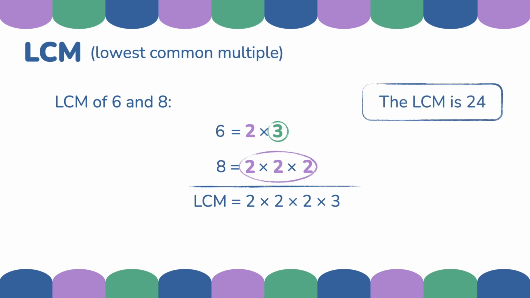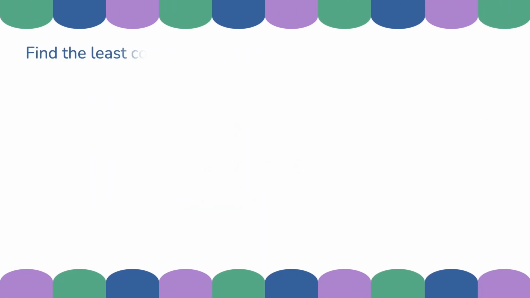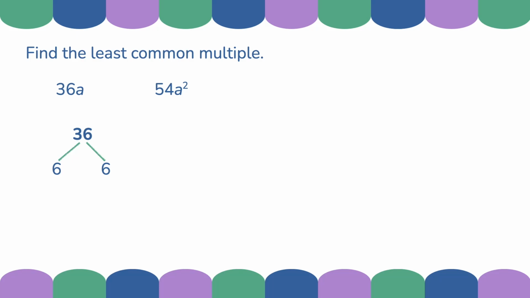Now that we've reviewed what the LCM is, let's try our first example. Find the least common multiple of 36a and 54a squared. Let's start by breaking down the coefficients into their prime factors. With bigger numbers, it can be helpful to use a factor tree. We can write 36 as the product of 2 factors, 6 and 6. 6 can be broken down into prime factors 2 and 3. The same can be done for 54. 54 can be expressed as 9 times 6.